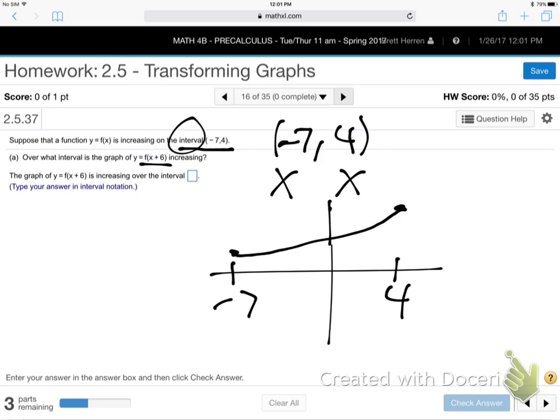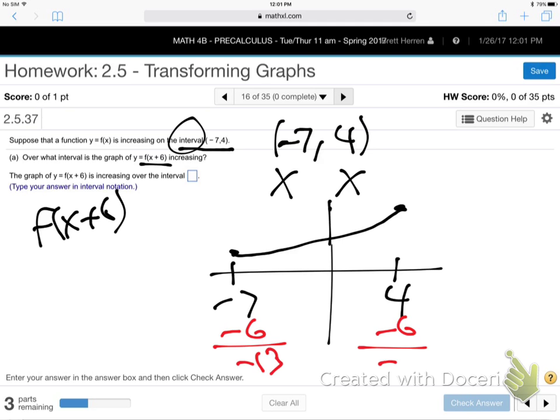And then they say, what's going to happen when you do f of x plus 6? So what's that going to do to both of those x values? Minus 6, because x always does the opposite. So it'll become minus 13 and minus 2. So the interval will be minus 13 to minus 2. I just wanted you to know they're both x values on that. All right, this only goes one way.